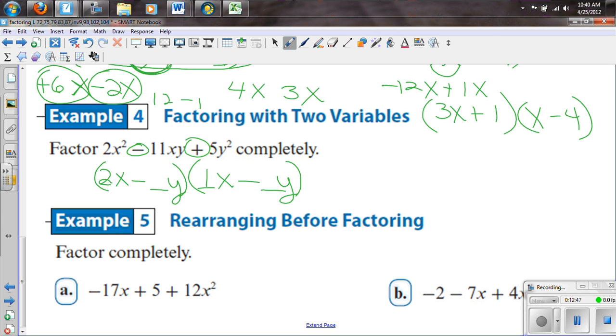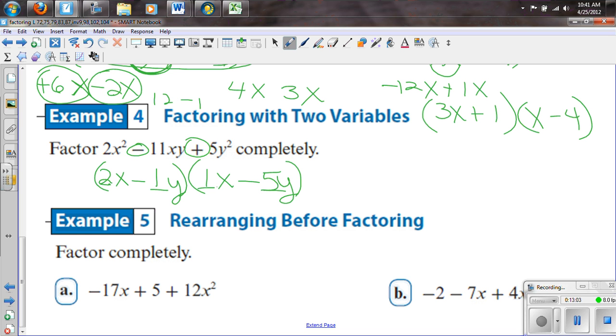5 only has 5 and 1, but we have to figure out which order they go in. So in order to get 11, I'm probably going to have to do 2 times 5, because that's 10, and 1 times 1. So I'm going to put the 1 here and the 5 here. And then let's check that.